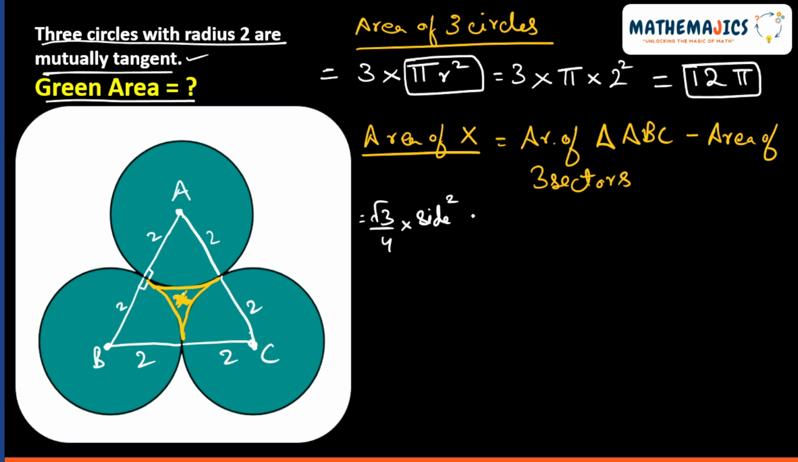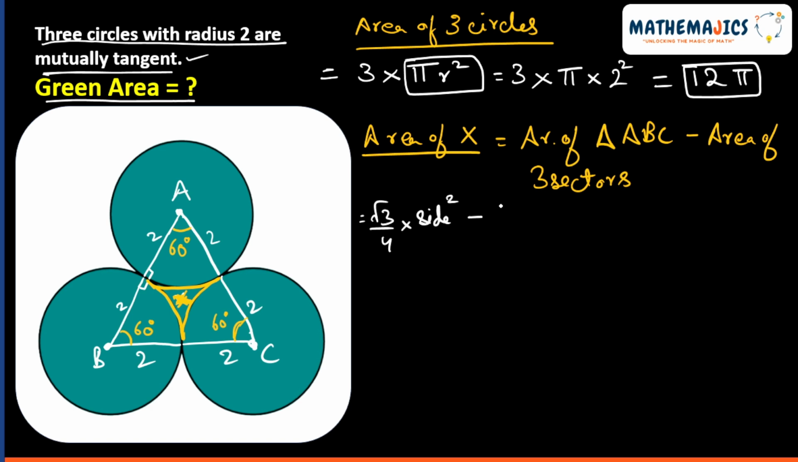How to find the area of three sectors? All the three sectors are same. Why? Because the angle formed at the center by each sector is 60 degree. 60 degree, 60 degree and 60 degree. Why is it 60 degree each? Because you can see these angles are angles of equilateral triangle. That's why these angles are 60 degree. And the radius is also same for all the three sectors.